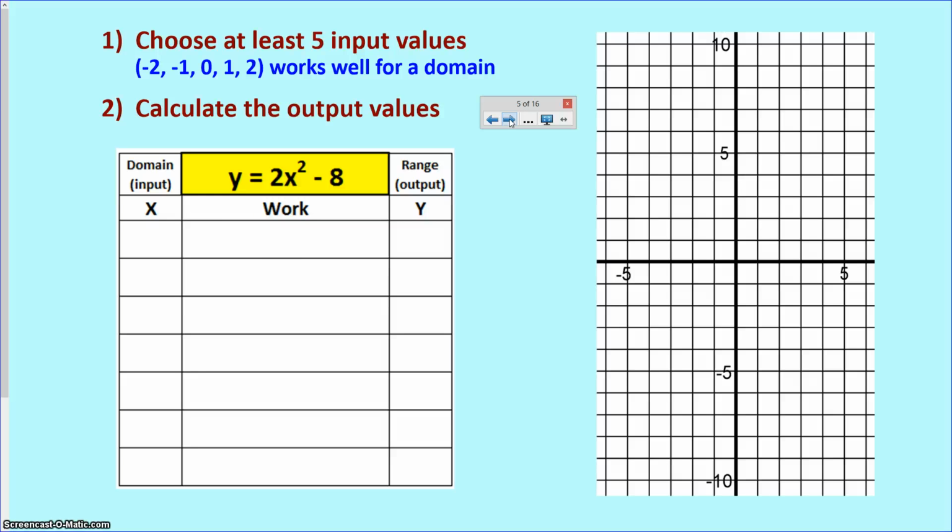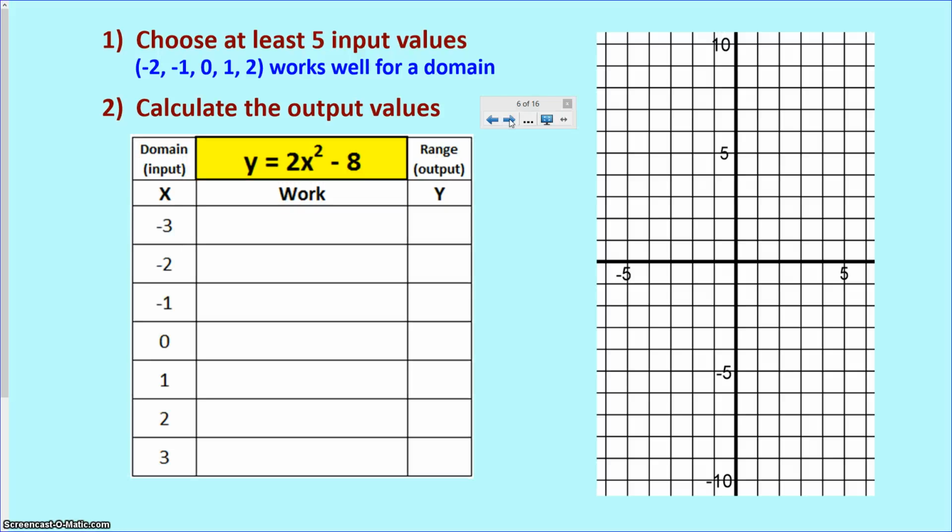Now you also see a little blue note under there that says -2 to +2 often works well as a domain. And I would say for about 70, 80, maybe even 90% of the problems that you're going to experience in this chapter, that's going to be true. That domain won't always work. And remember, you can choose any domain that you want, but -2 to +2 will usually get you in the ballpark or at least establish a pattern so that you know which domain to choose. So like I said, my table has 7 different places in it. So I'm going to choose a domain of -3 to +3.